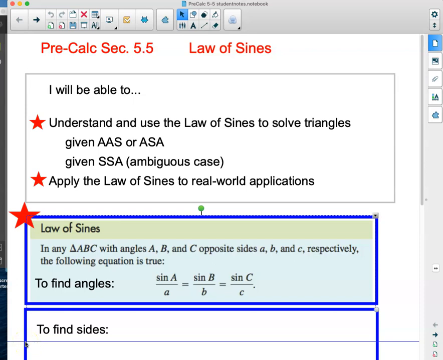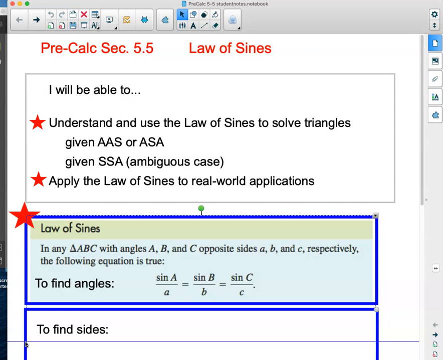Pre-calculus students, this is the lesson for section 5.5, which is the law of sines. I'm just going to cover a little bit today because juniors were taking the ACTs and we have to do a little something here. So we're going to cover the law of sines and how to use that.